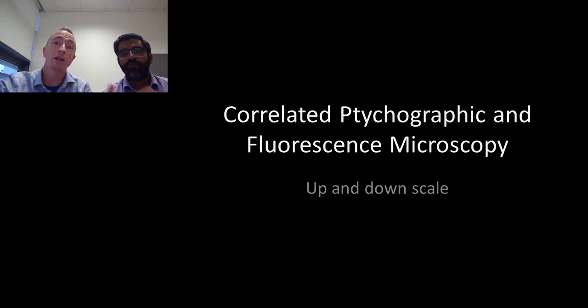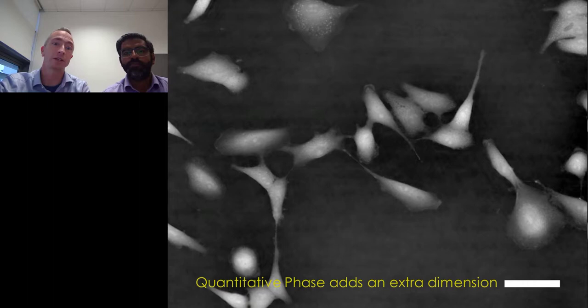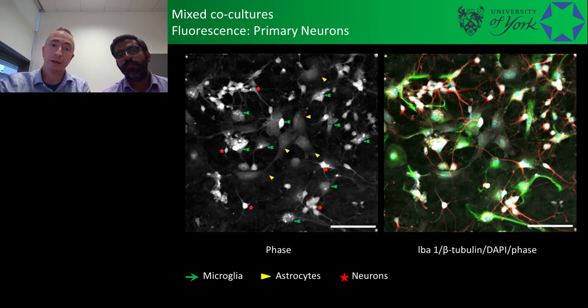So we can take our quantitative phase image and overlay it in situ with the fluorescence image. This is work that Rakesh was working on in the lab when he was with us here, trying to identify microglia from astrocytes to neurons. And we could do our assay.